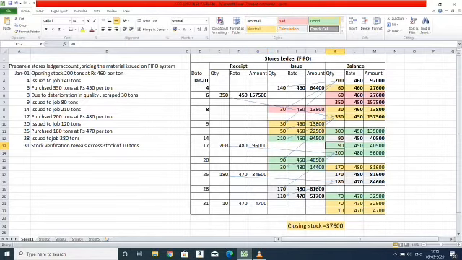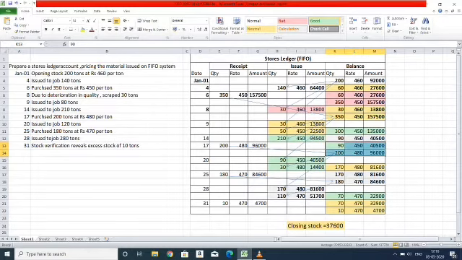We have already 90 here. We show that 90 again in this column. 90 into 450 amounts to 40,500. Then again this 200 newly purchased lot, 200 into 480, 96,000. So on this date, January 17th, we have 90 into 450, 40,500, plus 200 into 480, 96,000. These two lots are in our balance.